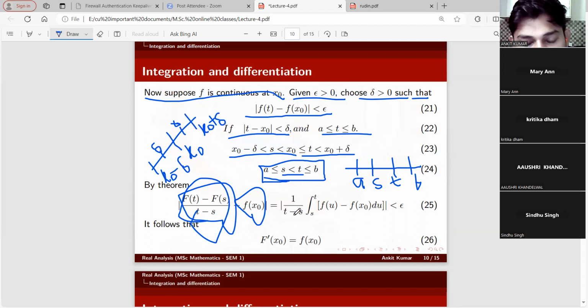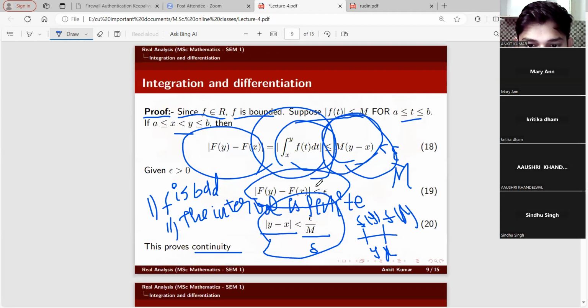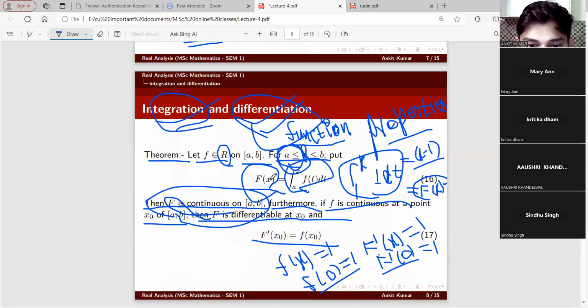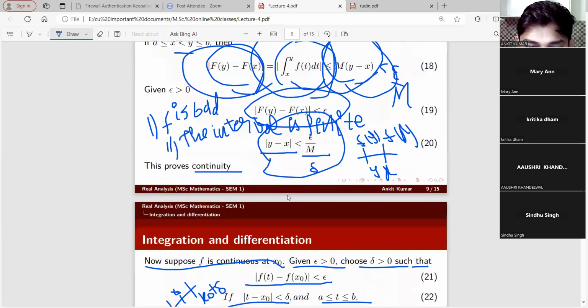Now, this is 1 upon (t minus s) times the integration from s to t of (f(u) minus f(x naught)) du. We take this value outside. And what is the meaning of the integration from s to t of f(u) du? It means F(t) minus F(s) is equal to the integration from s to t of f(u) du. So by using this property, we write this thing.